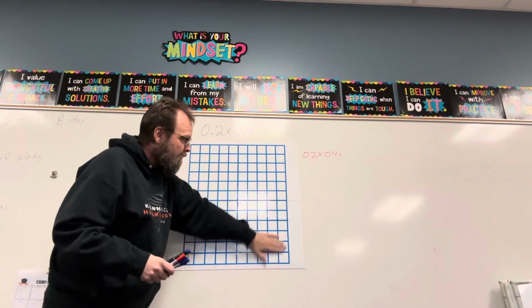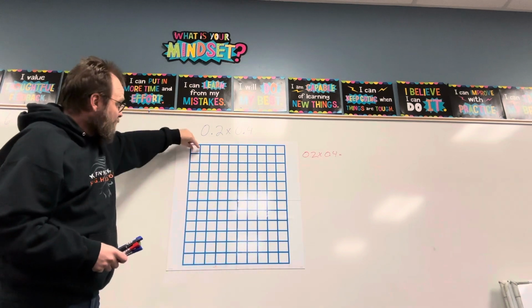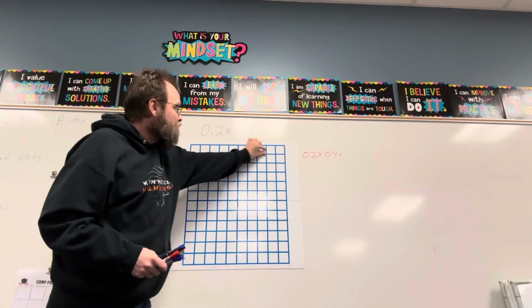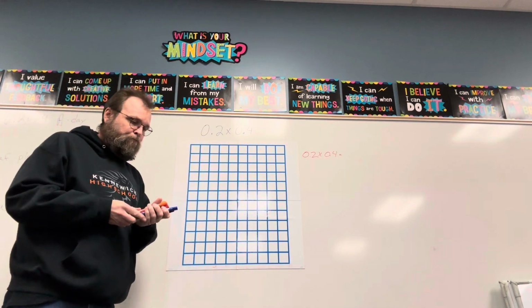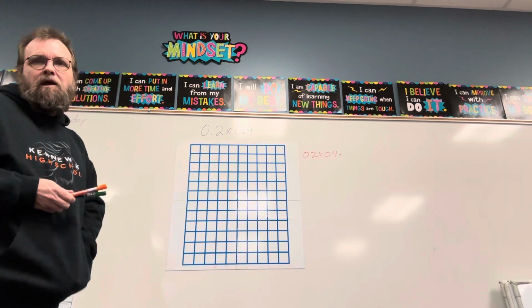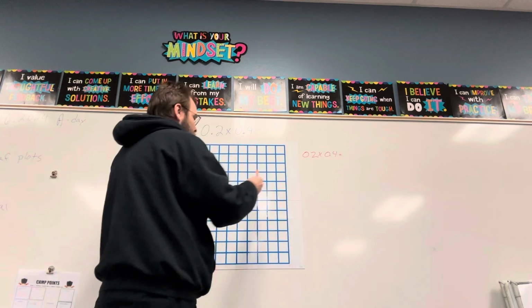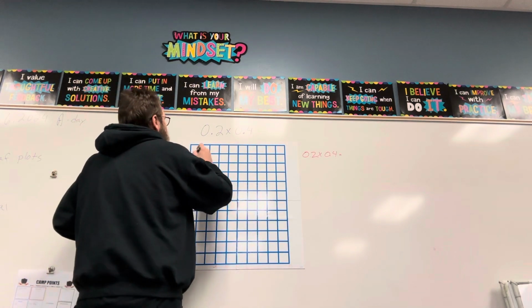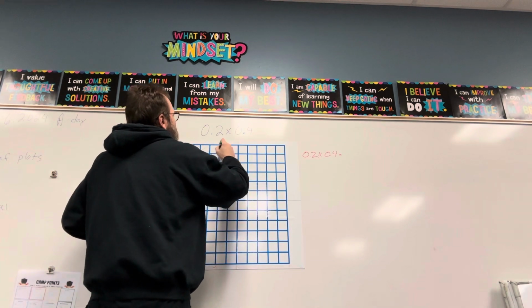This whole thing is 1. This whole thing is 1. Each column is 1/10. Each row is 1/10. Now what you do to solve this is you take each of your factors. We're going to take 2/10 as my first factor, and I'm going to shade 2/10 in one color. And I'm just kind of putting lines on it because I don't want to color it in because I'm lazy.